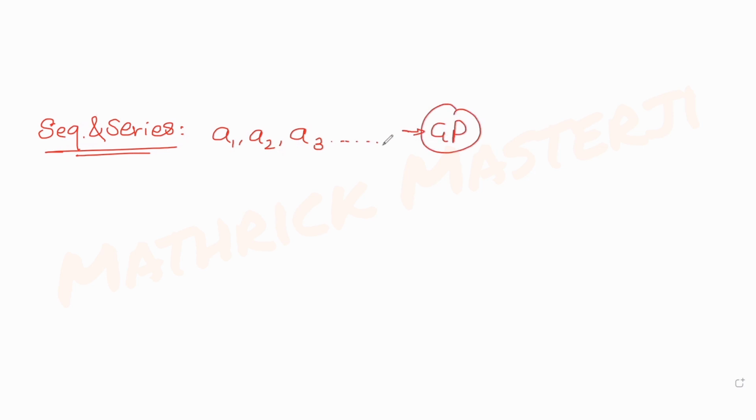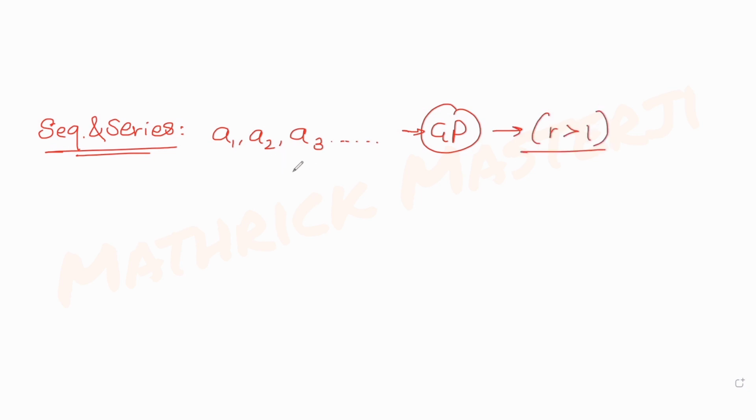Let's see today's question. Today's question we are taking up from the topic of sequence and series. The question tells us: let A1, A2, A3 be a geometric progression of increasing positive numbers. So basically we understand that R has to be greater than 1, because it's told to me increasing positive numbers.